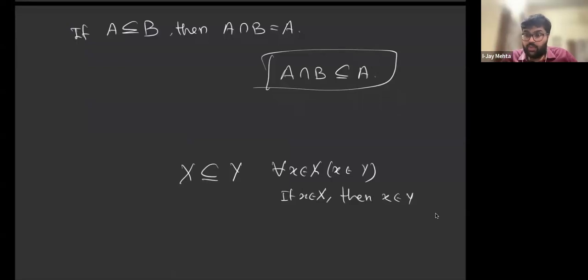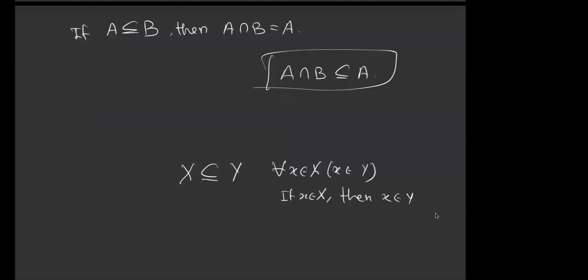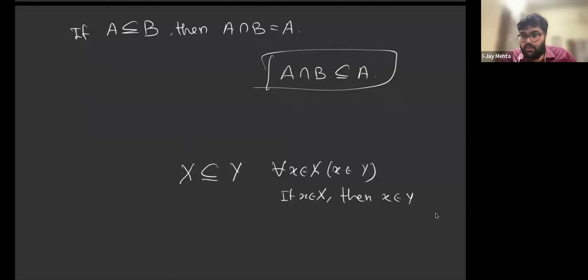So let X belong to A. That's where we start. And then? Then since A is a subset of B, X is also part of B. Then X must be a part of A intersection B. Yes. Okay, good.